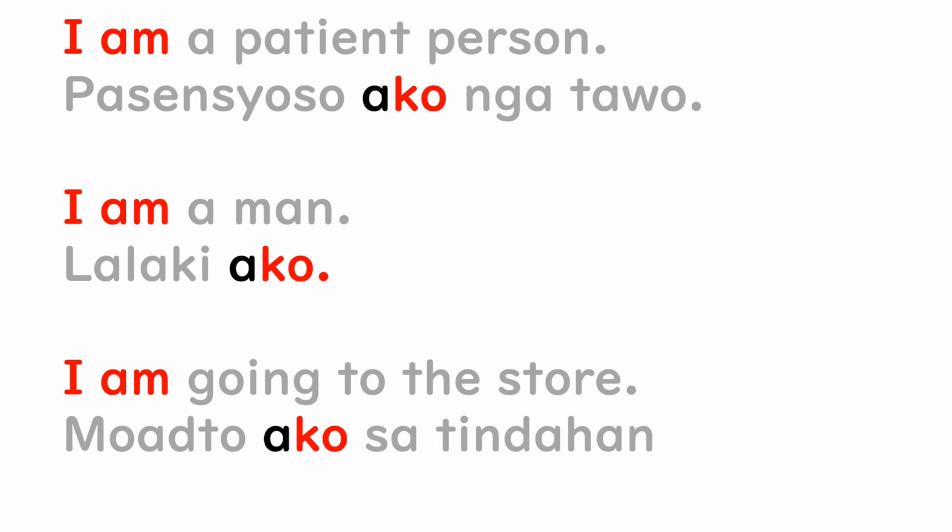You can say "pasensyoso ako nga tao." You can also say "lalaki ako." And "muadto ako sa tindahan." But this is not how we speak in day-to-day conversation. Although it is acceptable, to really sound like a local, like a native, we just use the short form ko. And Cebuanos are like that. We love to contract words because, aside from being lazy, another reason is that it's the most effective way to communicate.